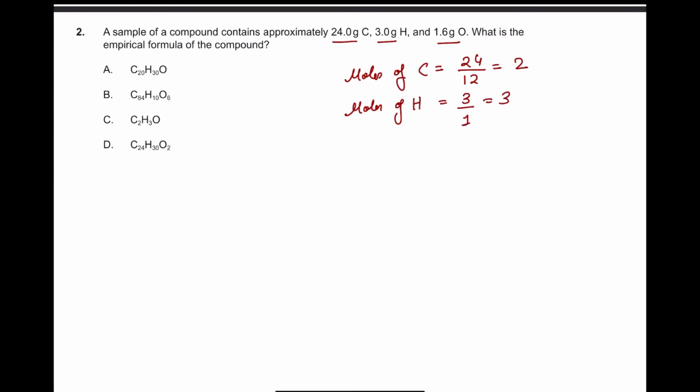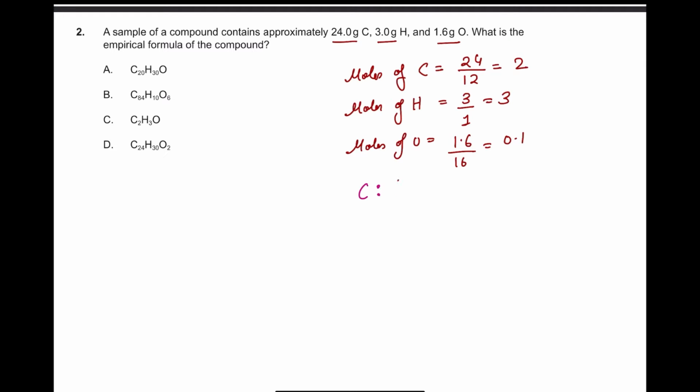In our second question, we need to find the empirical formula of the compound. We know that a sample of this compound contains 24 grams of carbon, 3 grams of hydrogen, 1.6 grams of oxygen. So to find this, it's very easy. Firstly, let's find the moles of each of these elements. So for carbon, the moles would be 24 by 12. This is 2. Moles of hydrogen would be 3 by 1. This is 3. And moles of oxygen would be 1.6 by 16. This is 0.1.